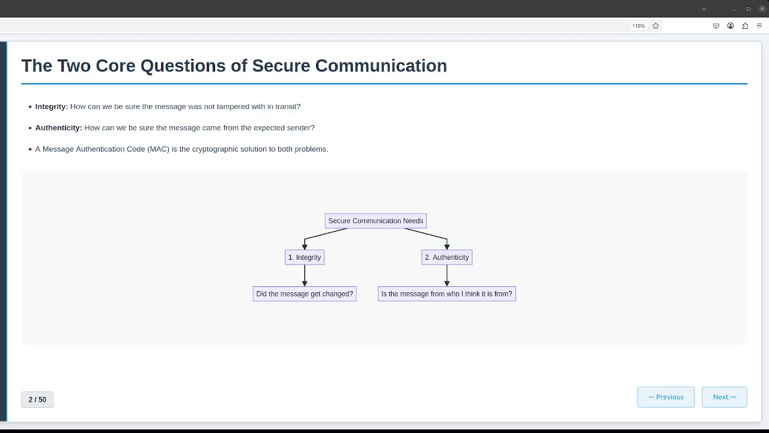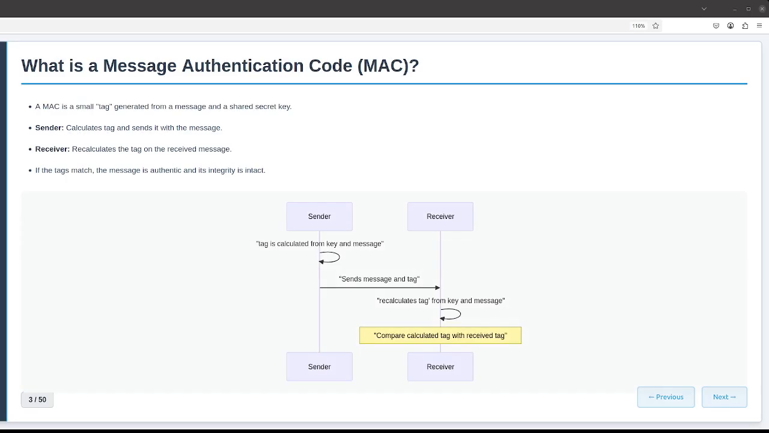Second, is this message really from the person I think it is from? This is the problem of authenticity. We need a way to verify the origin of the message and ensure it wasn't forged by an imposter. A Message Authentication Code, or MAC, is a cryptographic tool designed to answer both of these questions at the same time.